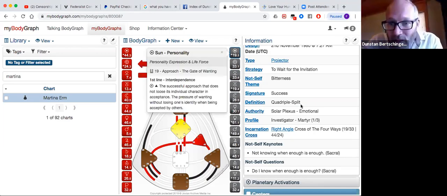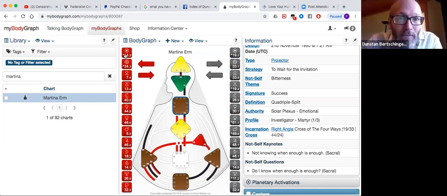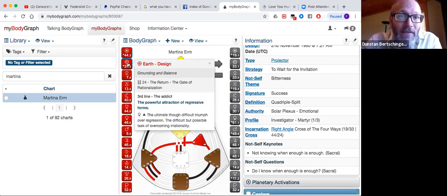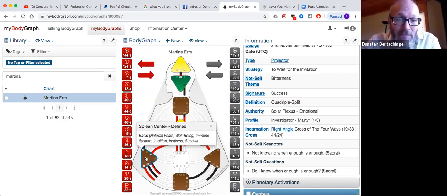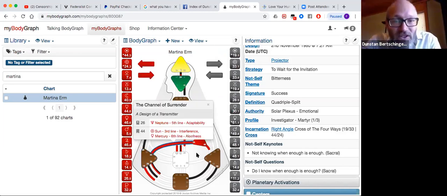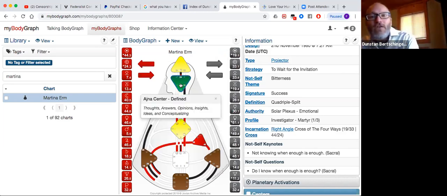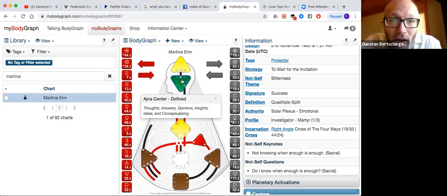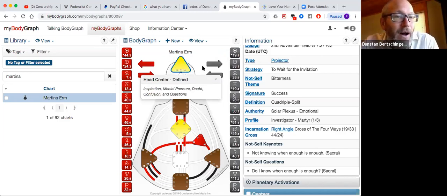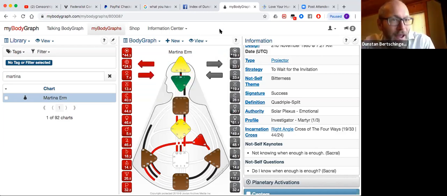Then let's look at the unconscious, the 44 at the top here, and then the 24. So the 44 is down here on the spleen, and it connects across this channel to the 26. At the top, you've got the 24-61, where the gate 24 connects up to the gate 61. So I've never seen that before. Every single one of your gates is part of a channel.